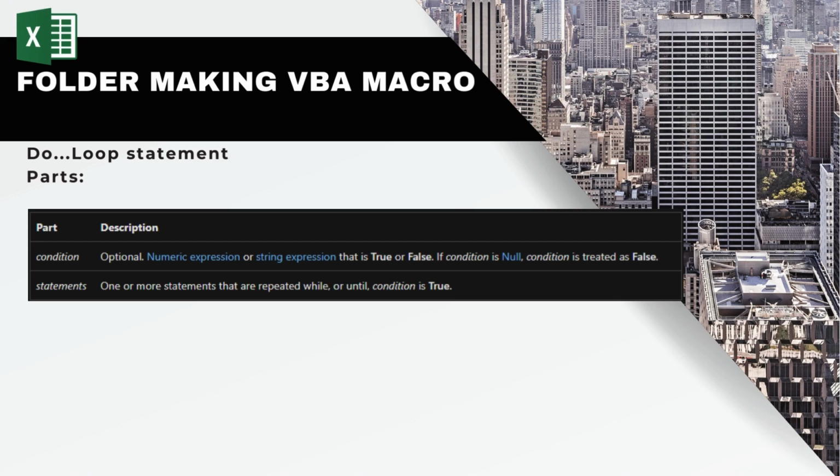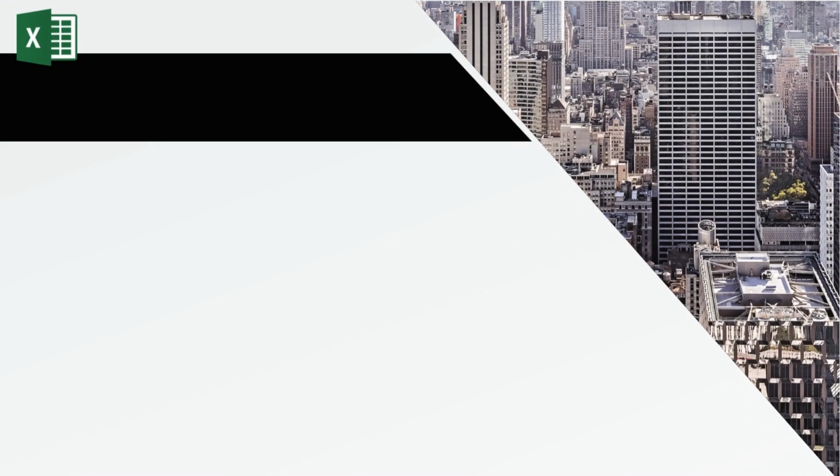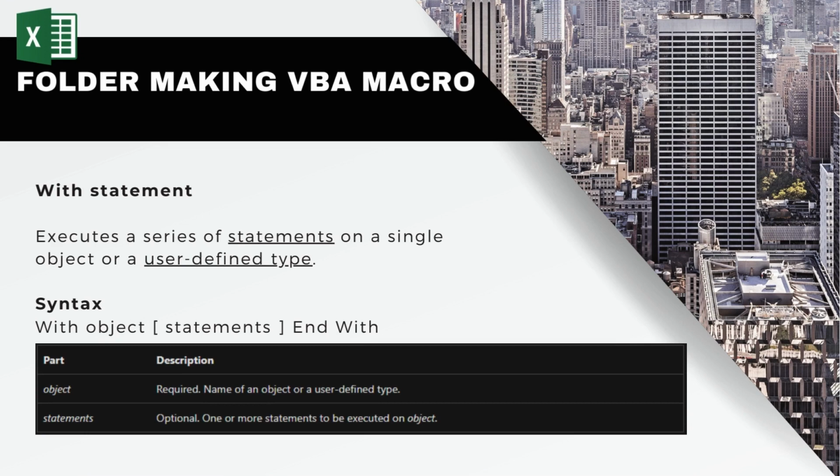So these are the disciplines that come out. Another discipline that comes out with this code that I'm going to use is the with statement. It executes a series of statements on a single object or a user-defined type. Syntax: with object, statement, and end with. Statement is the code that you execute within that with statement.